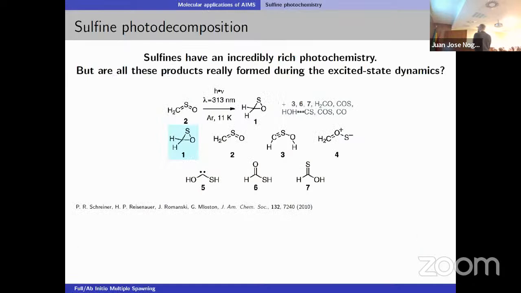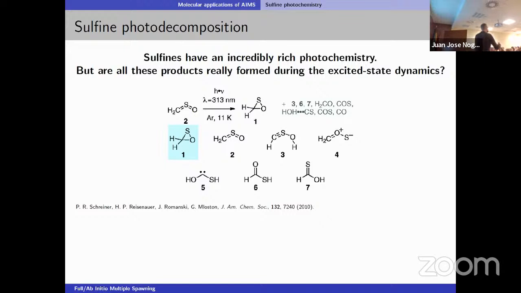So the first example here is about this molecule, which is a 5-atom molecule called sulfine. Very simple little molecule. And what they observed experimentally, this was in 2010, is that if you take this molecule and you shine some light on it, you can form this cyclic carbon sulfur oxygen molecule, oxathiirane, which is a very weird molecule. Actually, the title of this paper is oxathiirane. So apparently for synthetic chemists, it's a big deal.